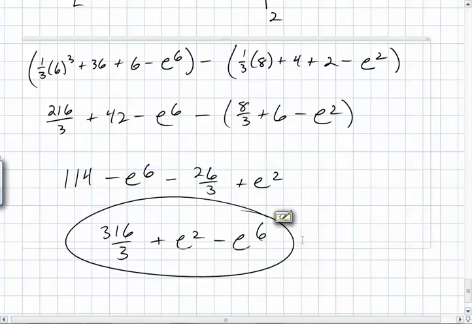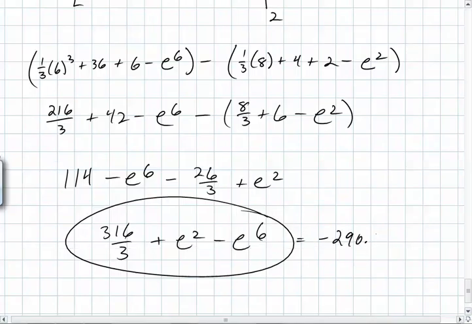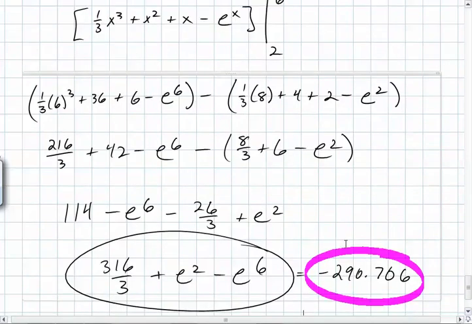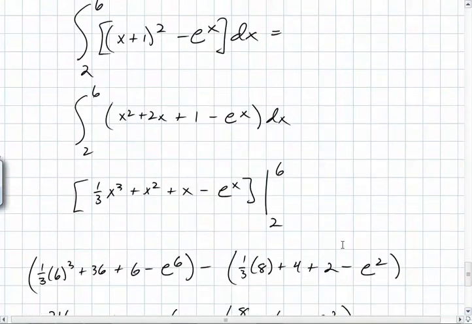So I end up with this. I end up with negative 290 point what? 706 to 3 decimal places. Who got that? So the question is, first of all, do you believe that that's the correct answer? That this is what it's giving you? Yeah, you are totally correct.